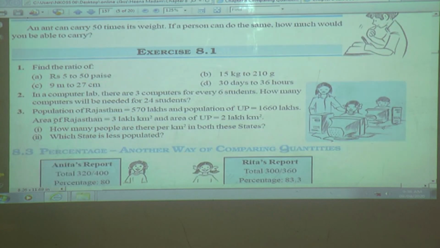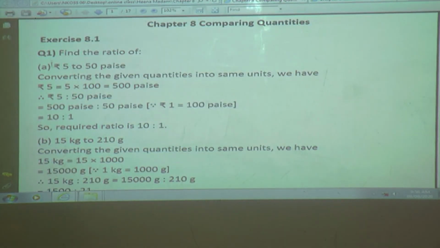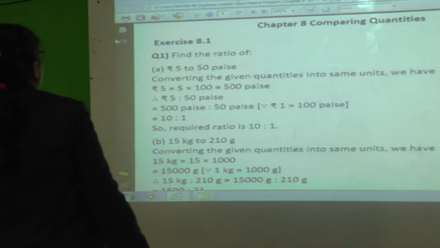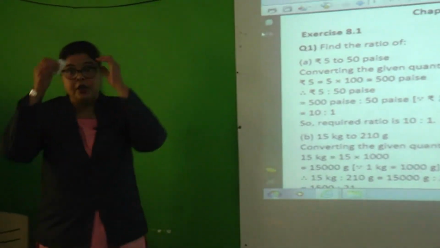We will see some examples related to the exercise, so it will be easier for you to understand. We will see examples one by one. Here we have some examples related to what we discussed today about ratio and proportion. In the next class we will try to solve some exercise examples, and we will learn ratio and proportion in more depth, or we can say comparing quantities. Hope, my dear students, you understood the introduction of the chapter. Thank you very much.